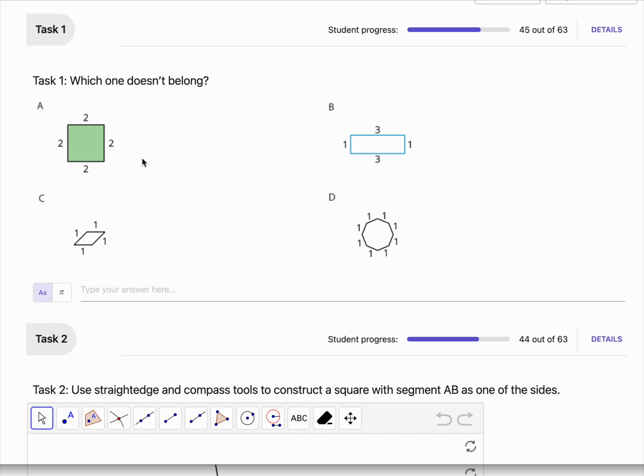Looking at this, the very first thing I would notice is that this one's green. So this one's shaded green. So that's one reason why A wouldn't work, right? Let's see here. What else can we notice? Oh, this one here, this one's blue. It has a blue outline. All the rest have black outlines. So that's different that way. What else?